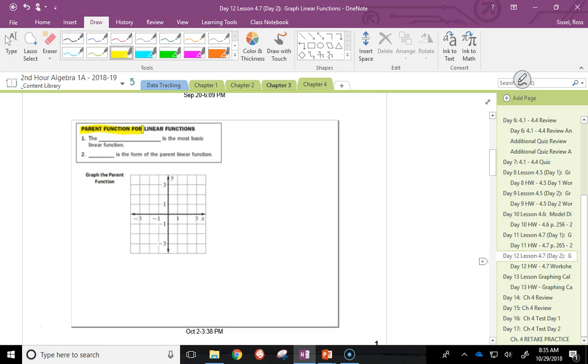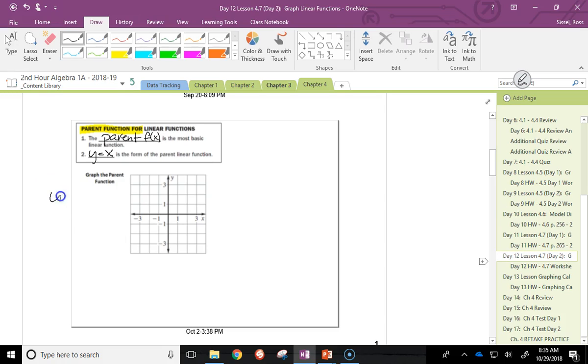Okay, so the parent function goes in this first line. This function is the most basic linear function. So the most basic linear function is like the parent. And then when you start changing things like the slope and the x-intercept, those are more unique functions. So just y equals x is the parent function.